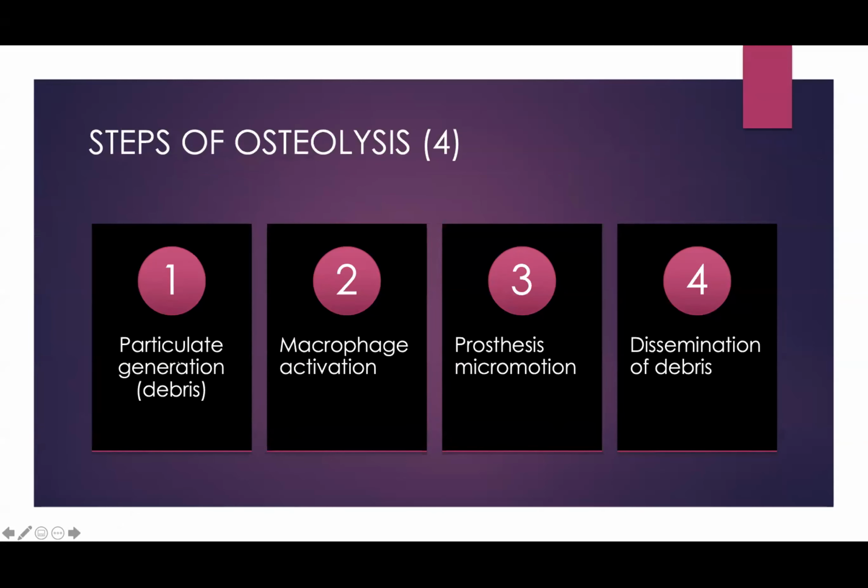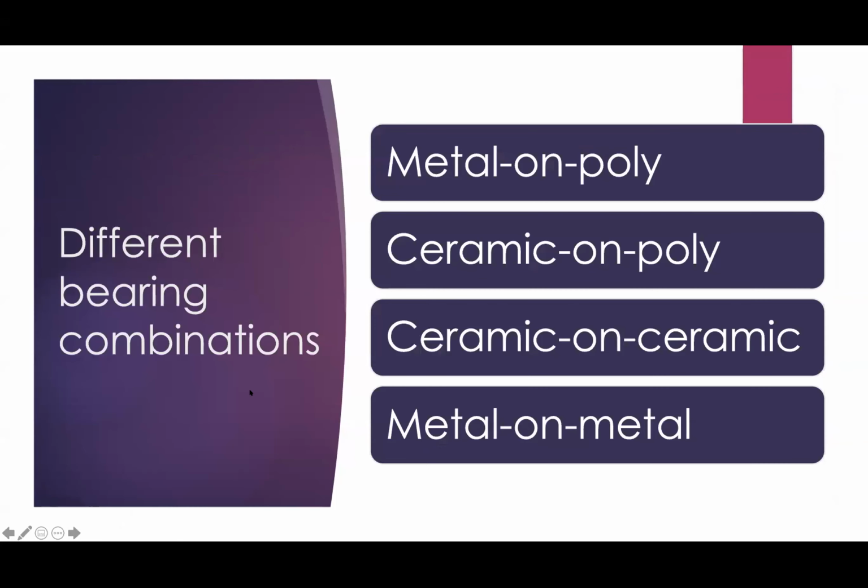Stage 1 is how you generate the wear particles. Remember my diagram: mechanical, chemical, modes, types. 2 is activation of the macrophages, the RANK ligand system. 3 is prosthetic micromotion, positive feedback, more particles generated. 4 is dissemination of debris into the effective joint space, and there's a positive feedback cycle over and over again until you get catastrophic failure.